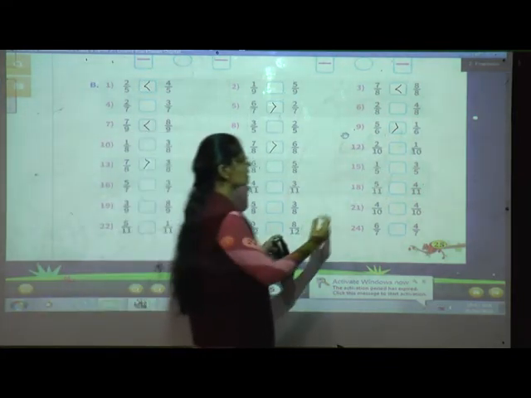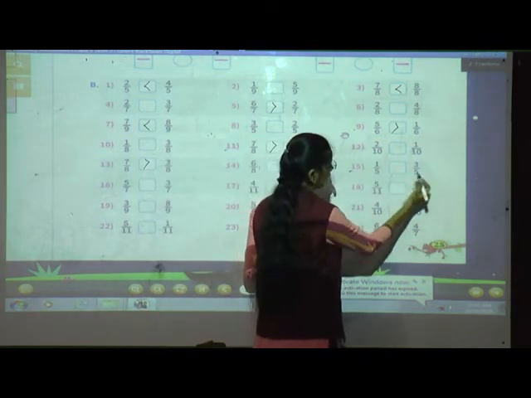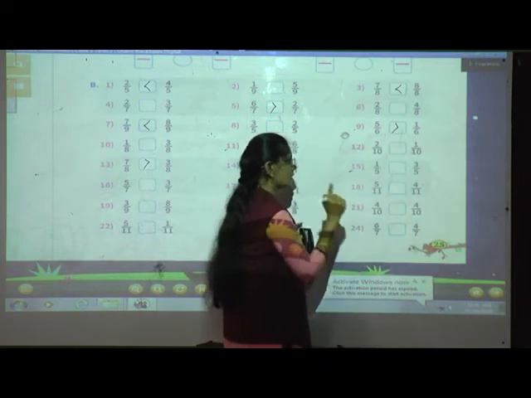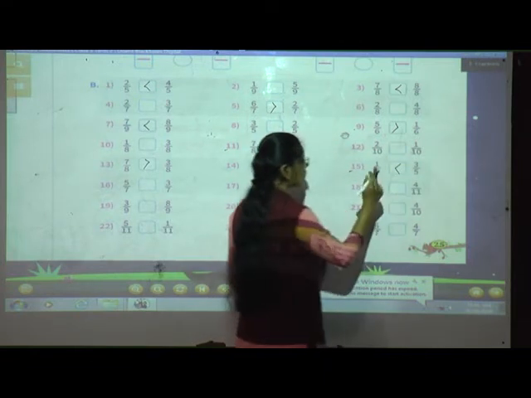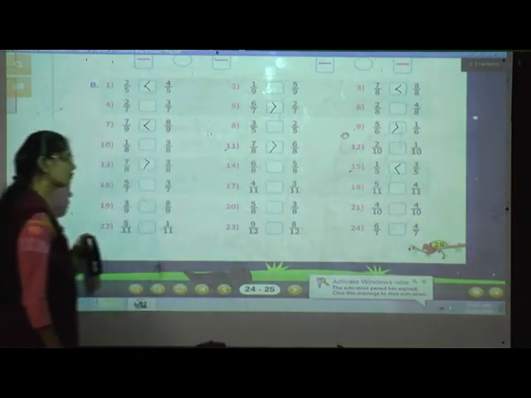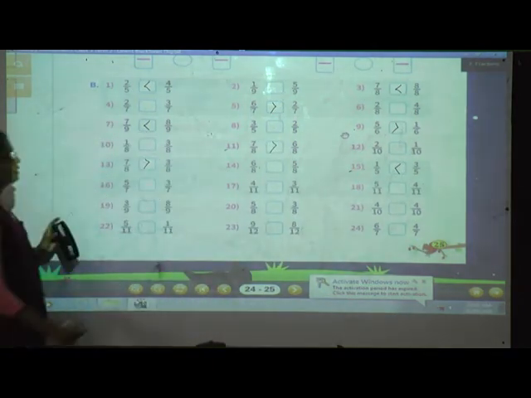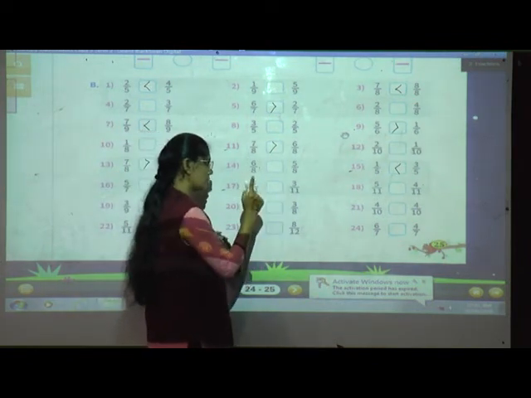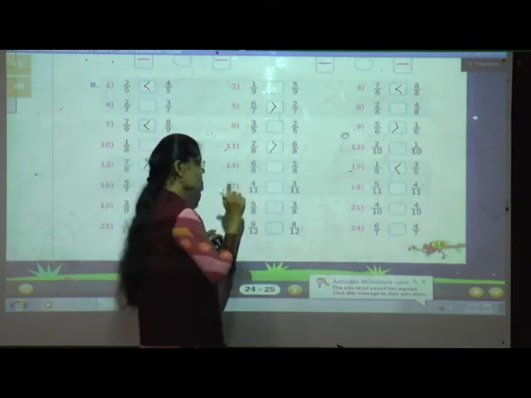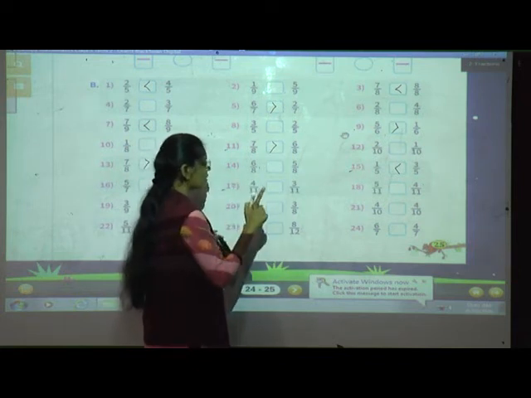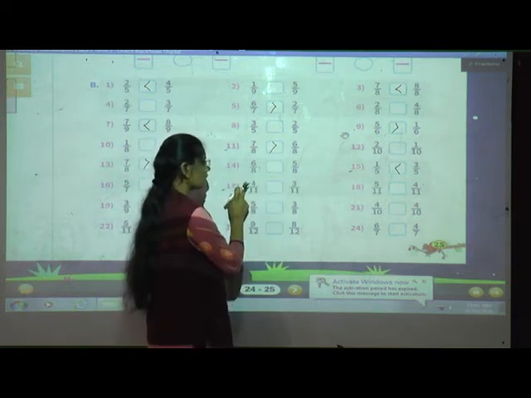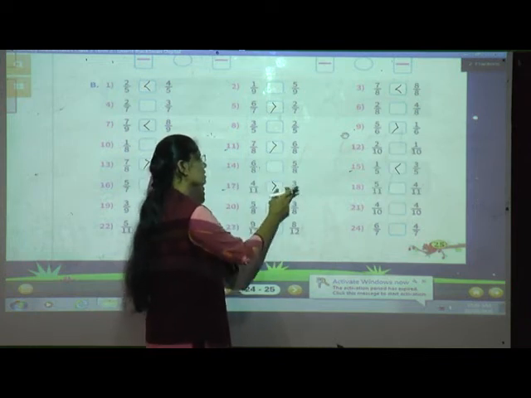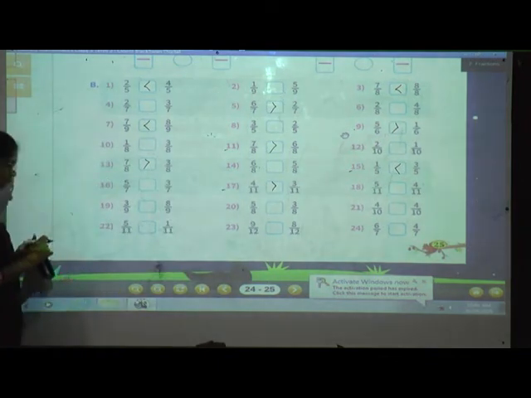Okay. Now see this 15th number. 1 by 5 and 3 by 5. See the numbers 1 and 3. Which one is greater? 3 is greater. So 3 by 5 is greater than 1 by 5. Then see this 17th number. Here 4 by 11 and here 3 by 11 is there. In these two fractions the denominator is the same, like fractions, so see only the numerator. Here 4 and here 3. 4 is greater than 3. So 4 by 11 is greater than 3 by 11.